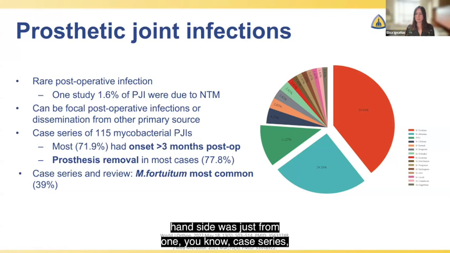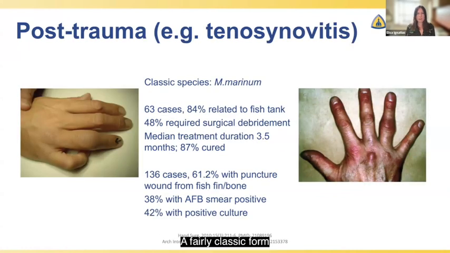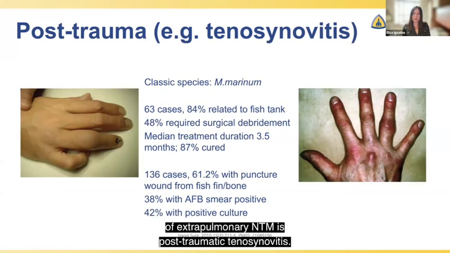On the right-hand side was just from one case series, certainly not exhaustive of all the cases that have been described, but showing that Mycobacterium fortuitum was among the most common infecting organisms for prosthetic joint infections, followed by Mycobacterium abscessus. A fairly classic form of extrapulmonary NTM is post-traumatic tenosynovitis.